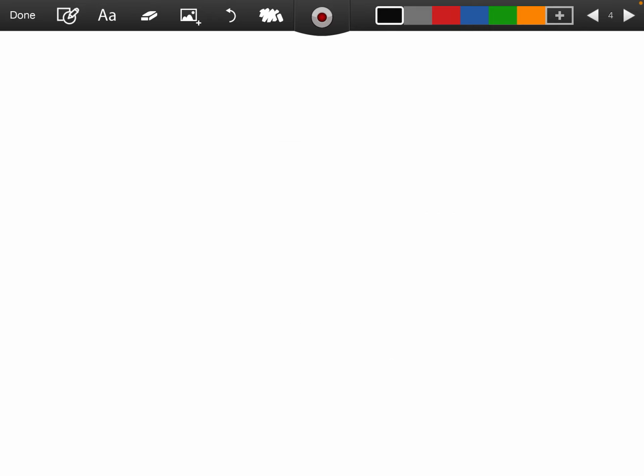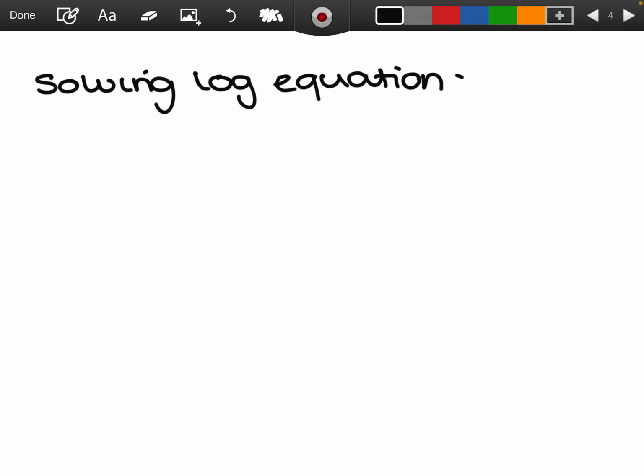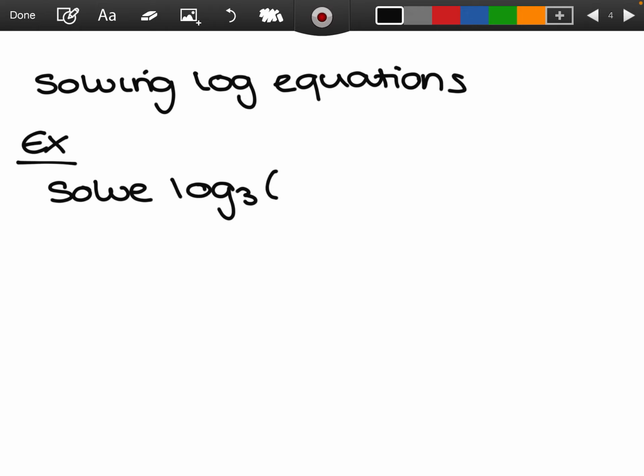Sometimes you will be asked to solve log equations. There is a specific way to solve log equations. I'm going to do this by an example, and then we will write out how to do this and do a few more examples after that. Let's say you're asked to solve log base 3 of x is equal to 4, and I need to solve this for x.